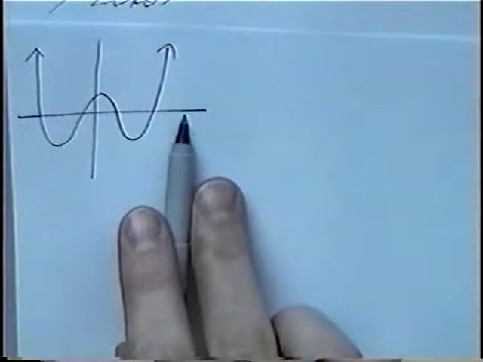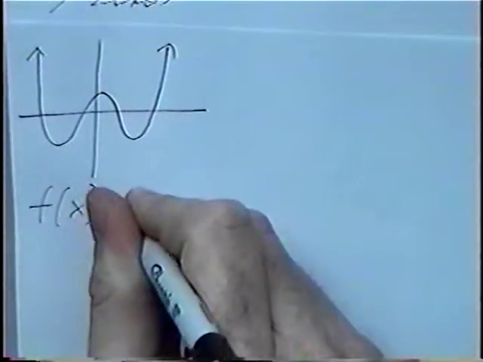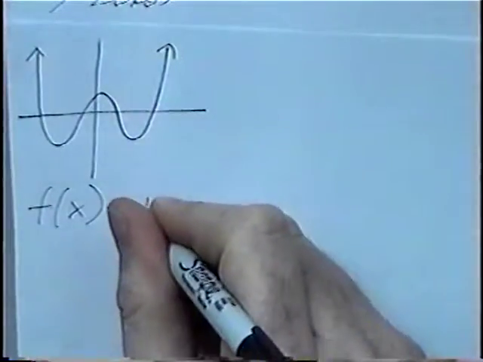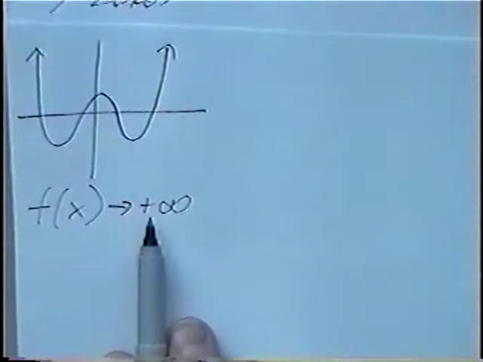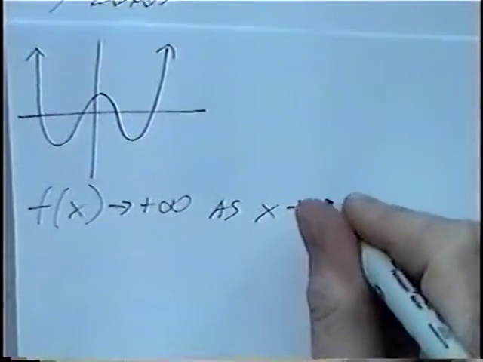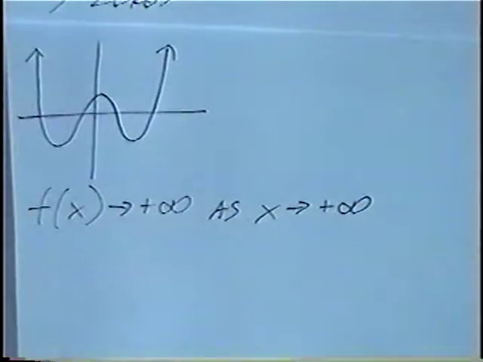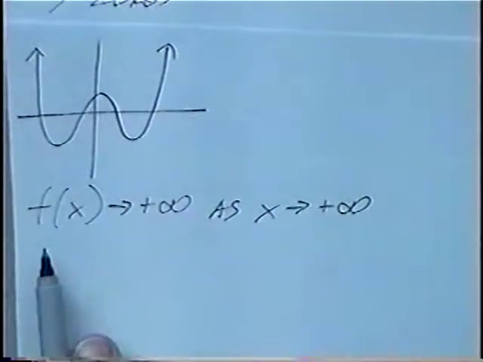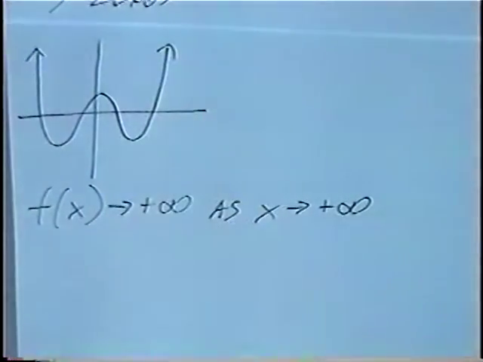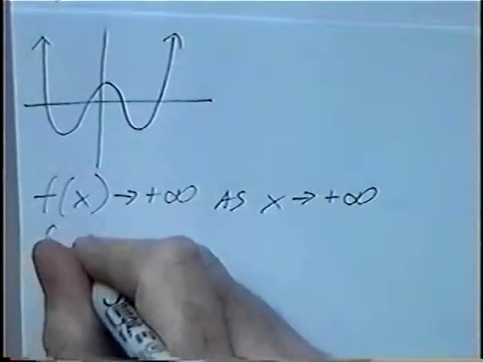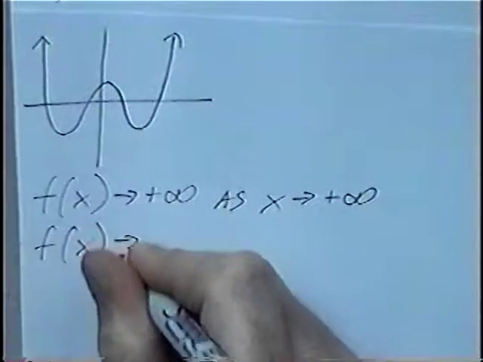If again we start at the right side of the graph, we can put f of x, which represents the graph, goes to. The right side of the graph goes up, so f of x goes to positive infinity, as x also goes to positive infinity. And again, this means as x goes to positive infinity, which is the right side, the graph goes up to positive infinity. And the second end behavior, the left-hand side, f of x goes to.